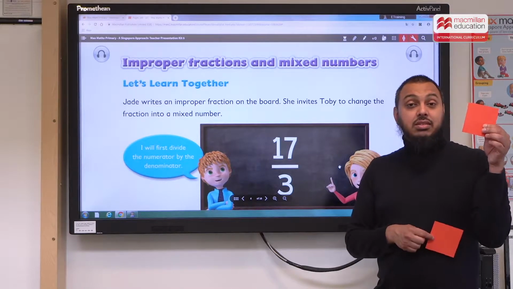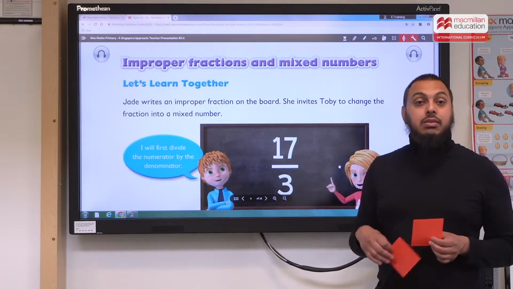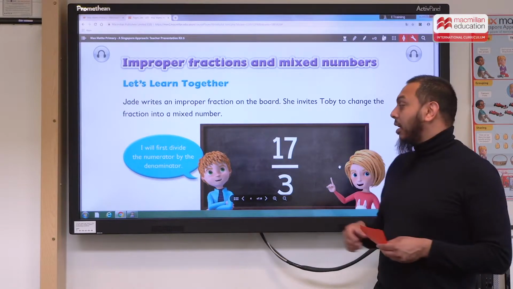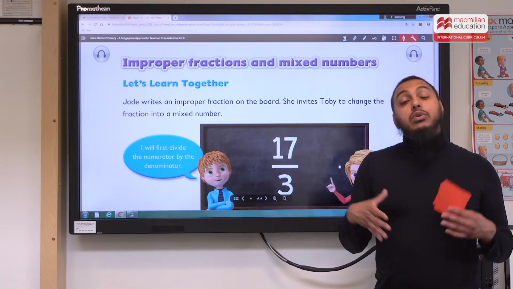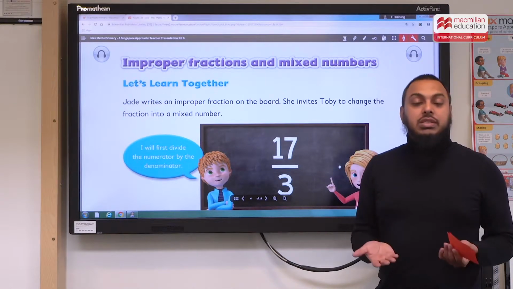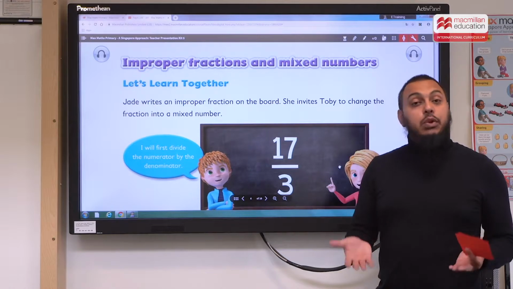If these are thirds, can I show 17 thirds? That would be a good way to start off my lesson. Or if I felt unsure about the class's understanding, as a teacher, you've assessed them, you know your class better than anyone else.